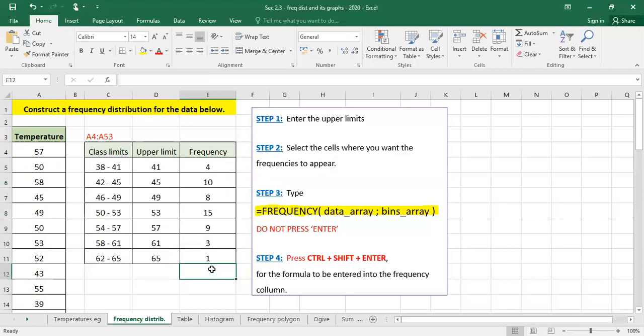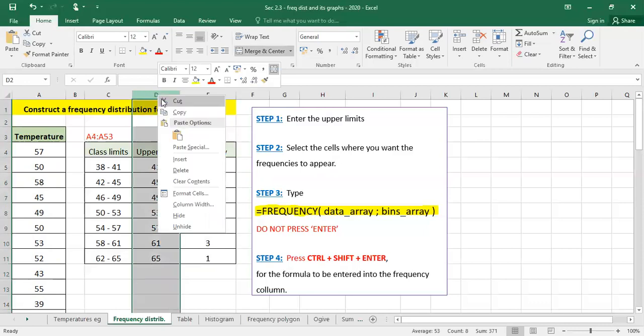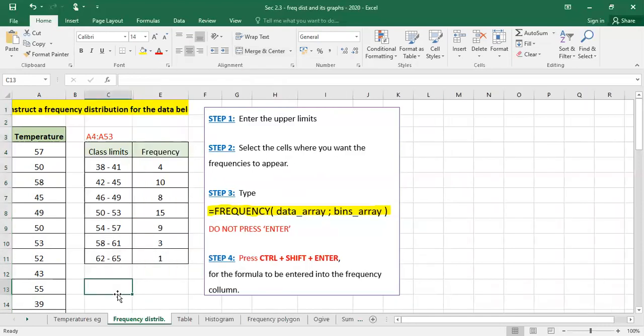Okay, so there's our frequency. Usually we don't like this here, so I'm going to hide that column. Choose the column, hide it, and there you go. We've got my frequency distribution the way we're used to seeing it.